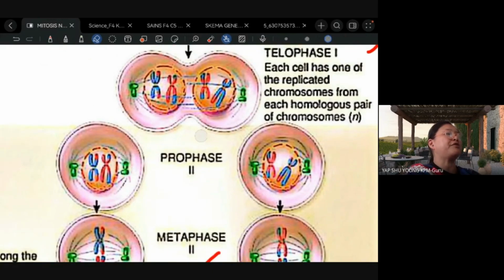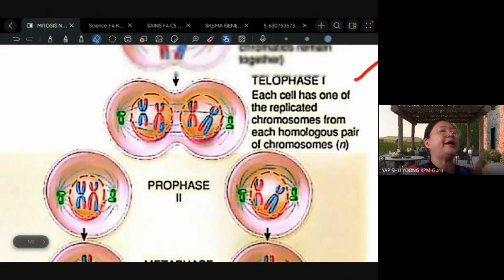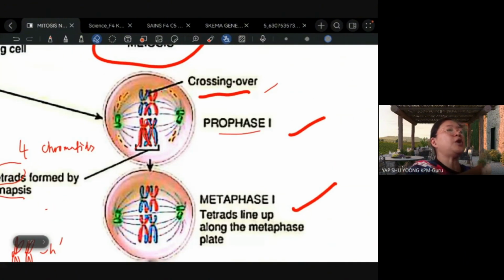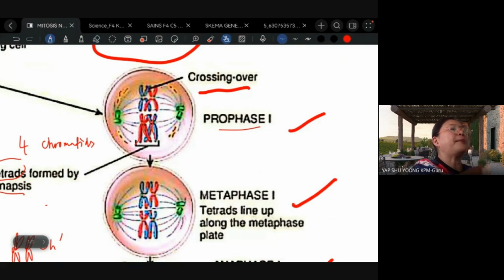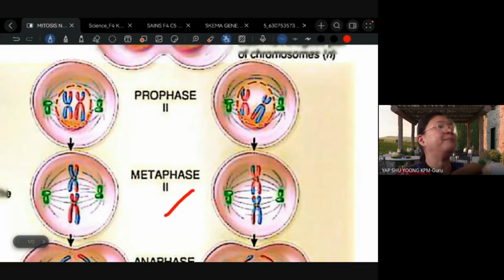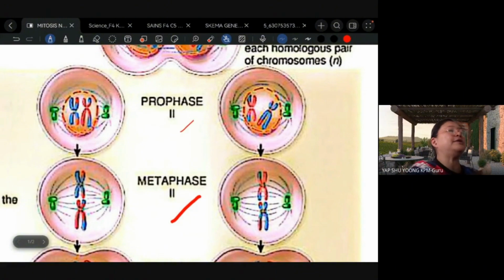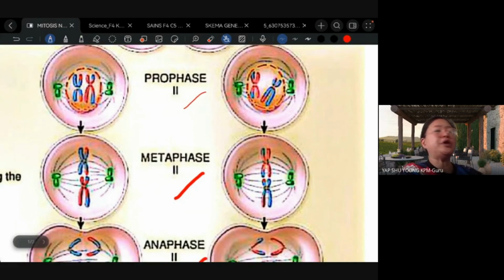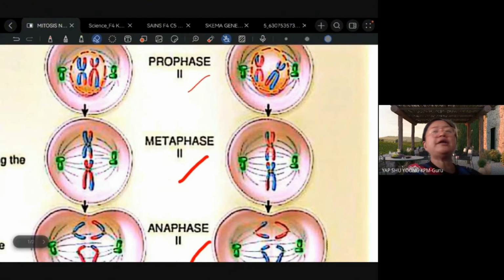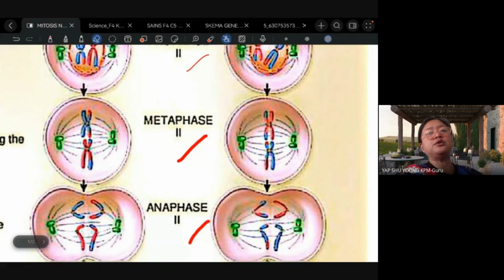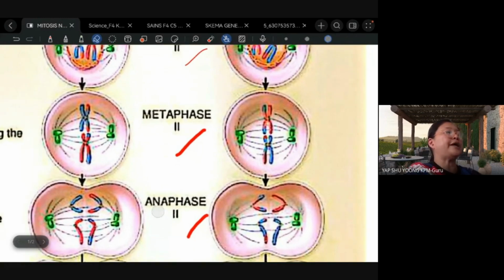Okay, we go to prophase 2. Prophase 2 and prophase 1 are different. Crossing over only takes place in prophase 1. It does not take place in prophase 2. So in prophase 2, there is no crossing over and no synapsis. After prophase 2, the chromosomes align at the metaphase plate. Why do they align? Because they are ready to separate into two sets of chromosomes. When you go to anaphase, they separate into two sets.